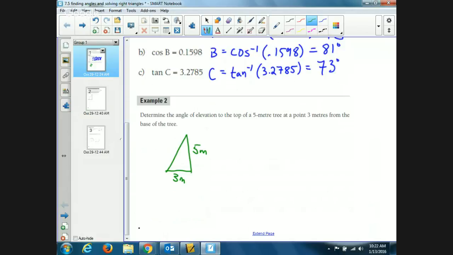Let's make this a triangle then. Determine the angle of elevation. What is the word? What is it to elevate something? To lift it up, to go up. We're looking for the angle of elevation.